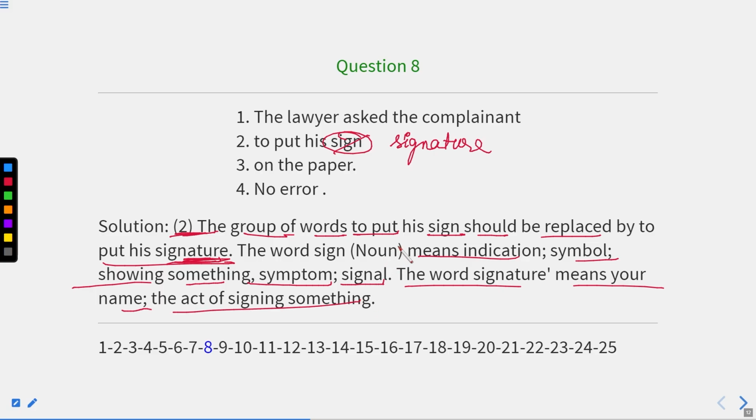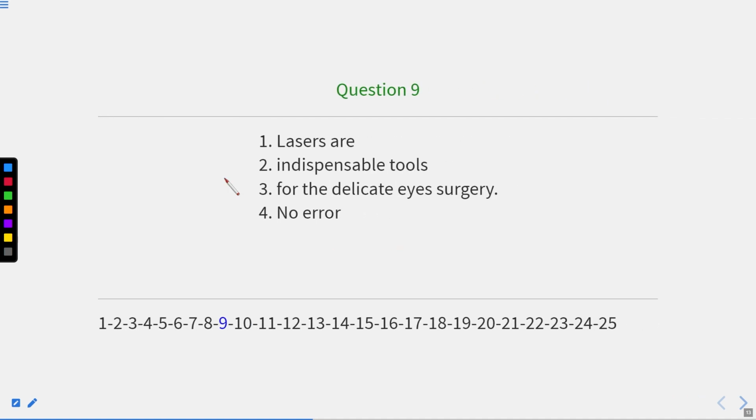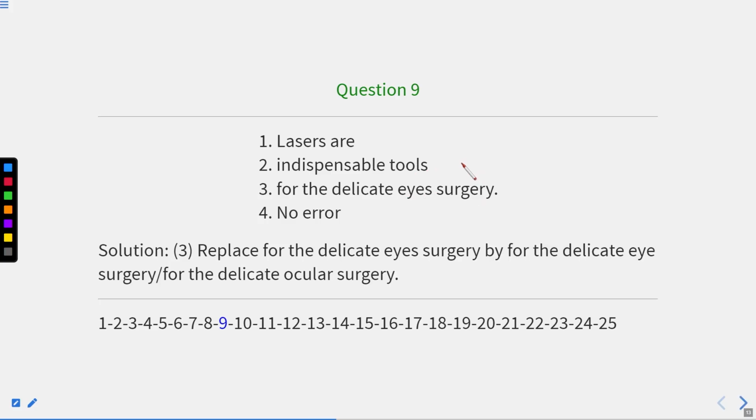Now let us move to the next one. This is question number 9. Lasers are indispensable tools for a delicate eyes surgery. Now, surgery is a noun. In this, eye is an adjective here, but we cannot make an adjective plural. So this word eyes is incorrect over here. This word should be eye surgery. So the correct answer will be the third. Replace for the delicate eyes surgery by for the delicate eye surgery or for the delicate ocular surgery. So we can replace this phrase by either of these phrases.